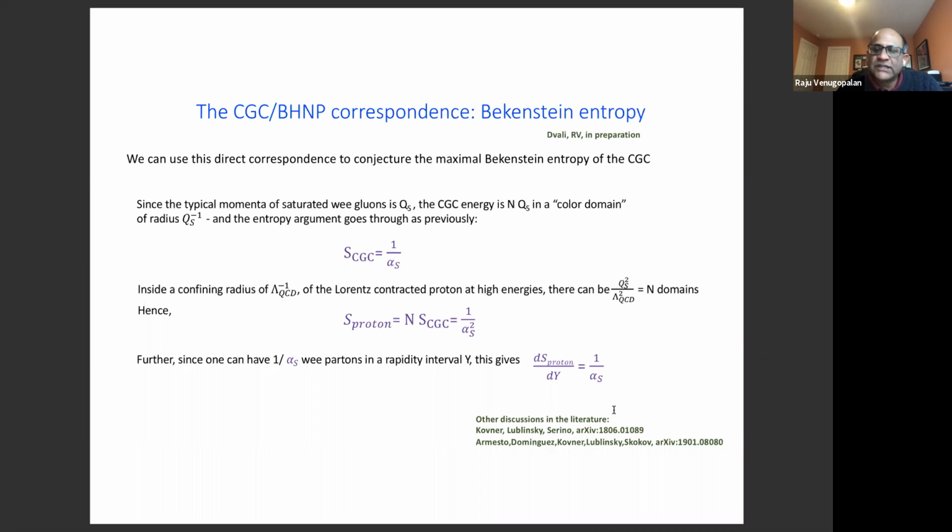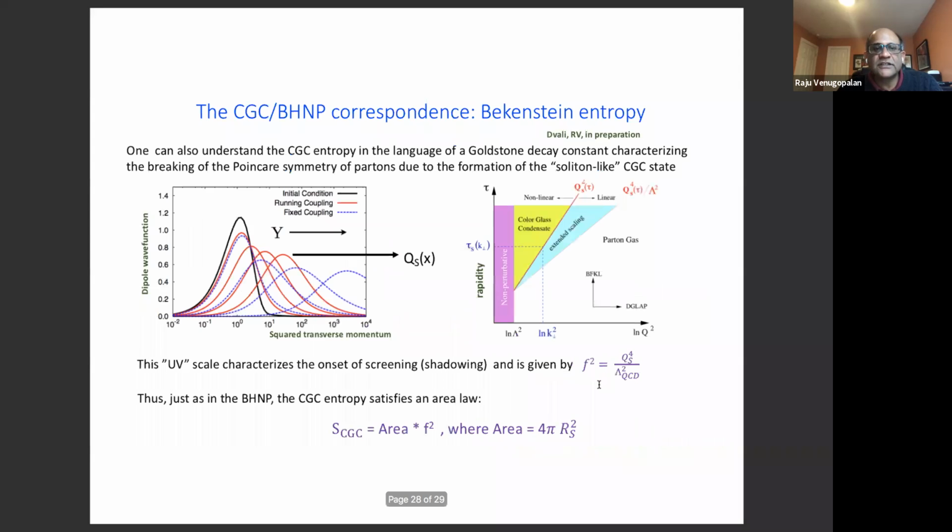It's a little hard for me to tease out what their answer is actually, but this is our prediction for what the entropy of the proton is, which is 1 over alpha S through this correspondence. One can also understand this entropy in the language of a decay constant, characterizing the breaking Poincare symmetry.